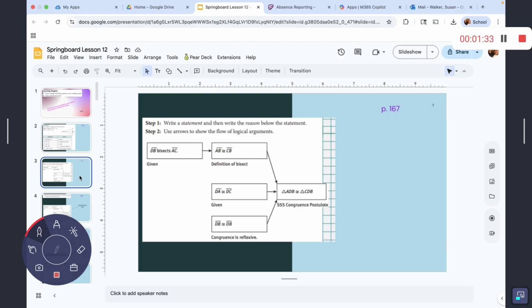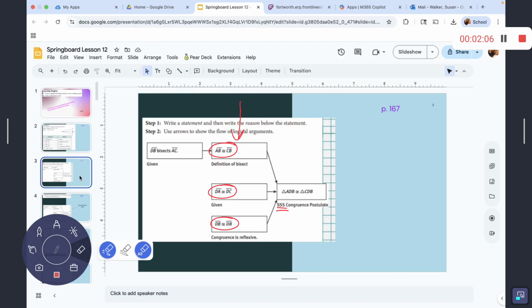So right here it says DB bisects AC. That's a given. Here's our reason down here. So these are our statements that are in the box. That's what you're doing. And then we will get to our final answer with a reason. So here in this column, just to show you how we get to this end result, I'm showing congruence, congruence, congruent in the side. So that's going to be an SSS. That's how our flowchart is going to work.